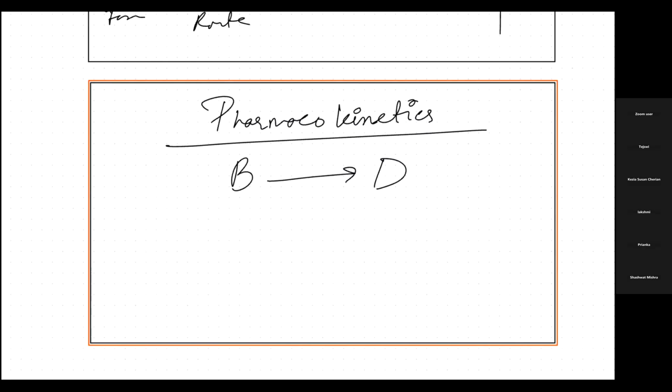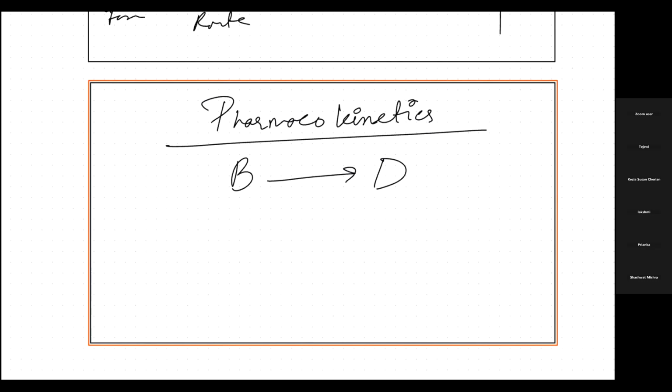Okay, fine. So let's see what is pharmacokinetics. I said whenever D will come first, remember about dynamics. What the drug is doing to the body, that is dynamics. But what the body is doing to the drug, this is pharmacokinetics.